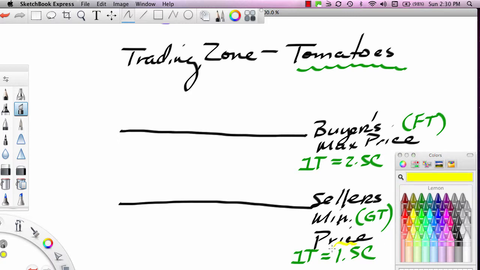So corn will actually be the objective of the seller. The seller wants corn and is willing to give up tomatoes. Being the seller of tomatoes means you're trying to get rid of tomatoes, you're trying to get your hands on corn. Whereas the buyer of tomatoes is actually trying to get tomatoes and is trying to give up corn.